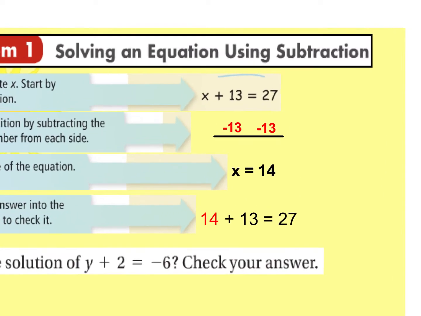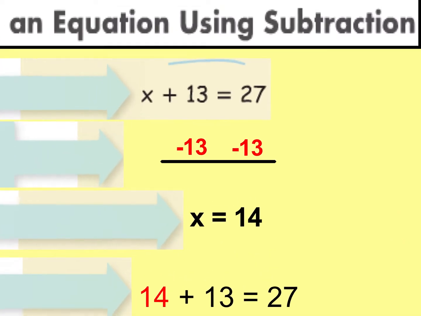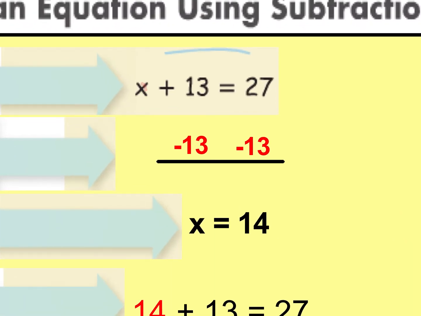So this problem is x plus 13. It wants me to solve it. That means I need to get x all by itself over here. I can see, guys, that what this is showing me is a plus 13. So I need to do the opposite or the inverse of plus 13. It's showing a minus 13 on the left-hand side of the equation and a minus 13 on the right-hand side.